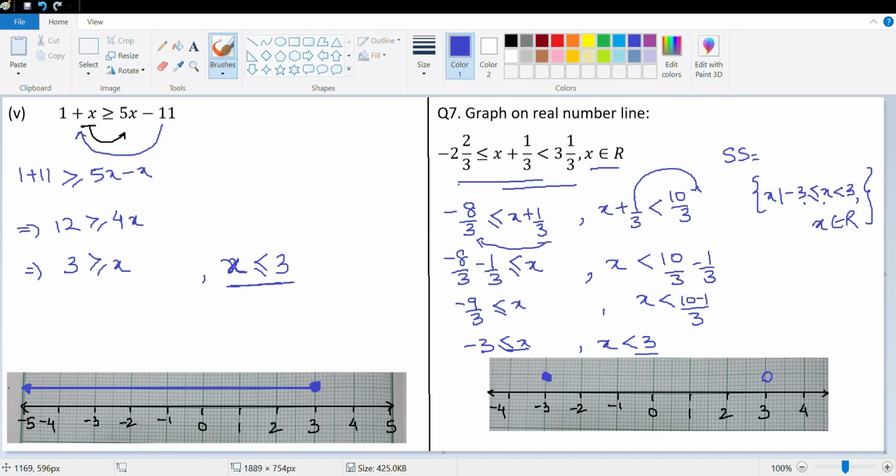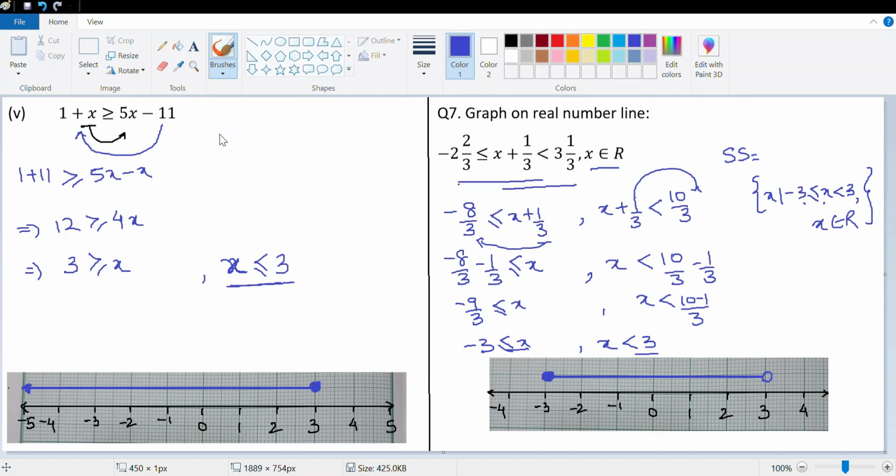So a filled circle at negative 3, empty circle at 3, and I'll join them using a line, which means any number between these 2 points is a solution set for this linear inequation. Done. Let's look at the next one.